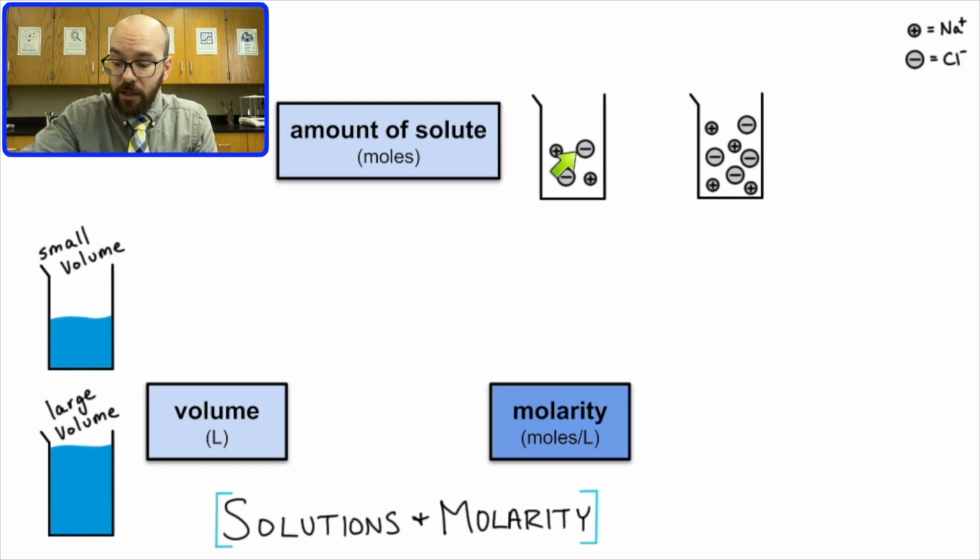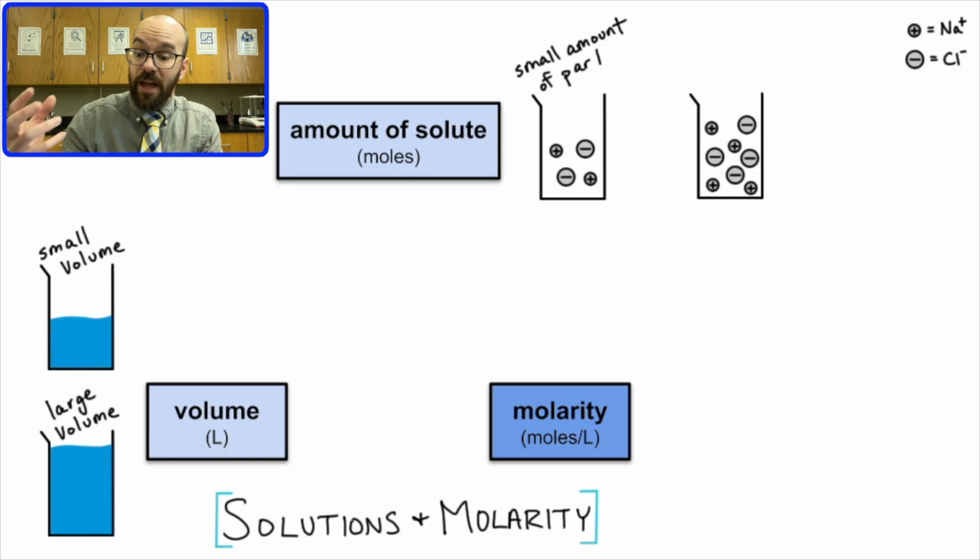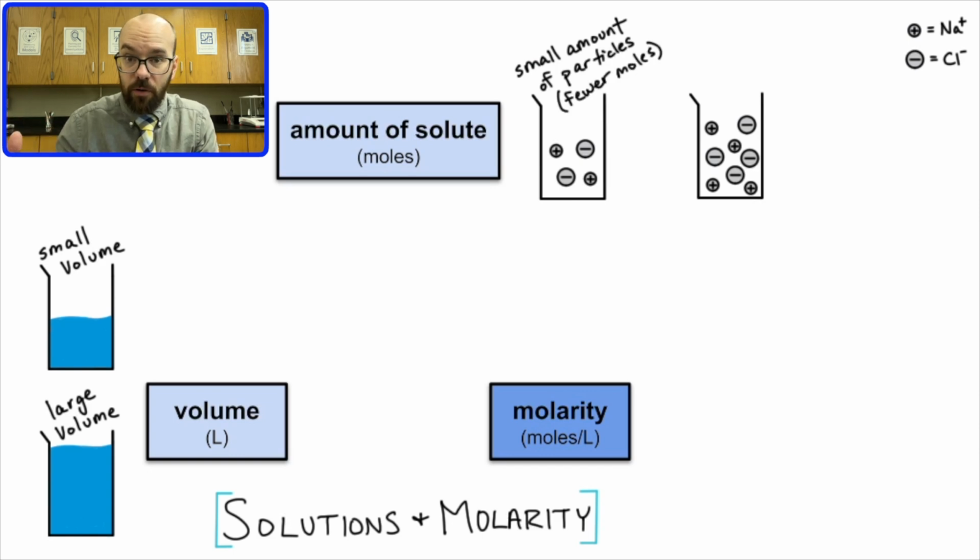So here in this first beaker, I've got 4 ions drawn in, and the second beaker, I've got 8 ions drawn in. So we would say that this first one has a smaller amount of particles, or in other words, fewer moles. And then the second one, we'd say it has a large amount of particles, or in other words, more moles than that first beaker.